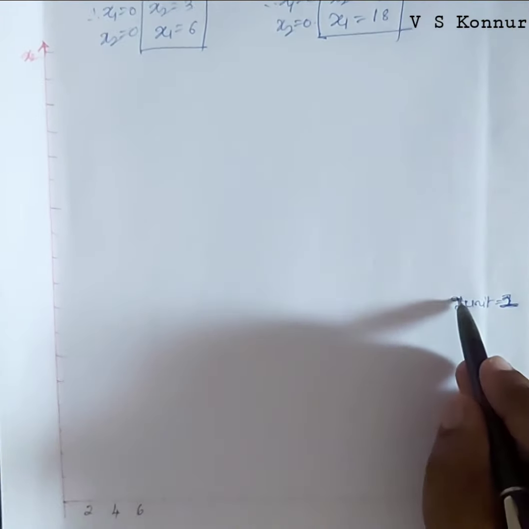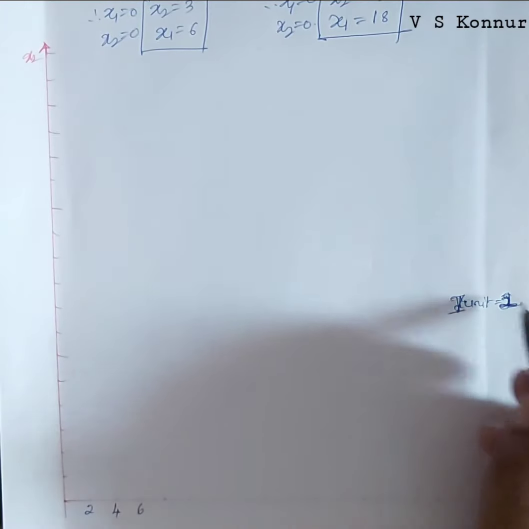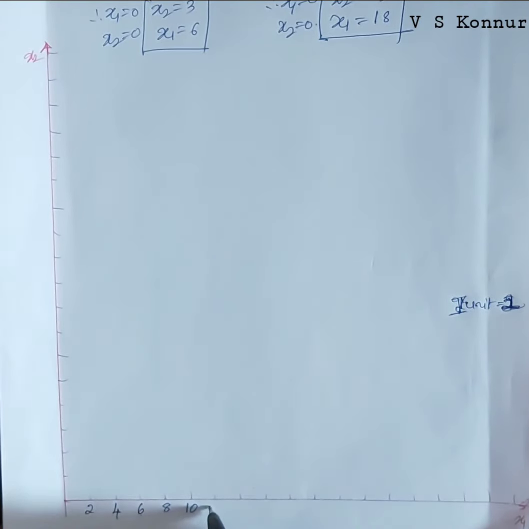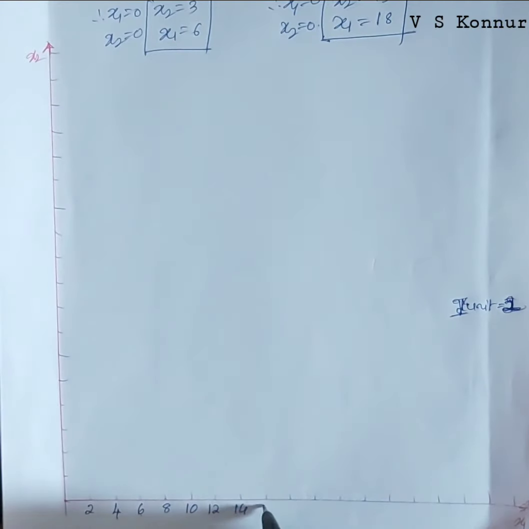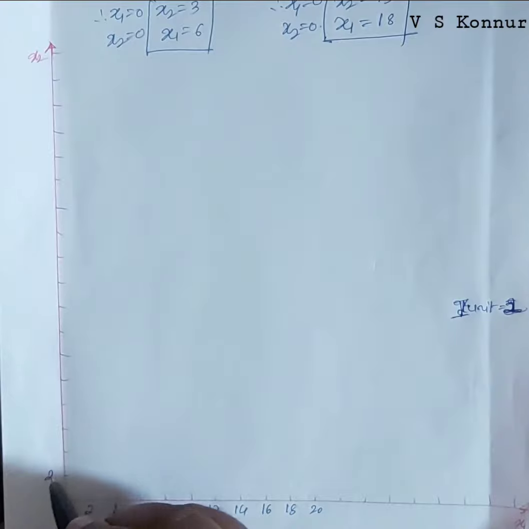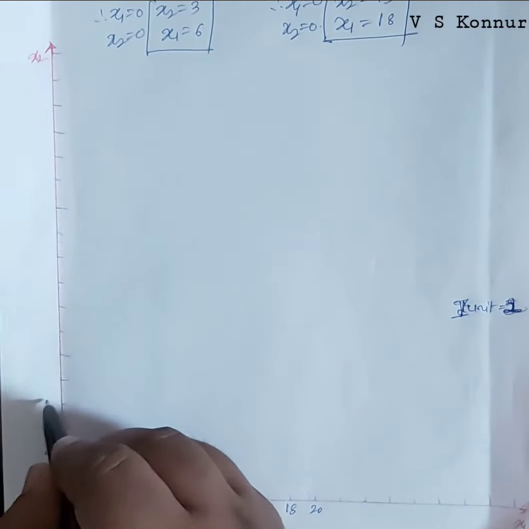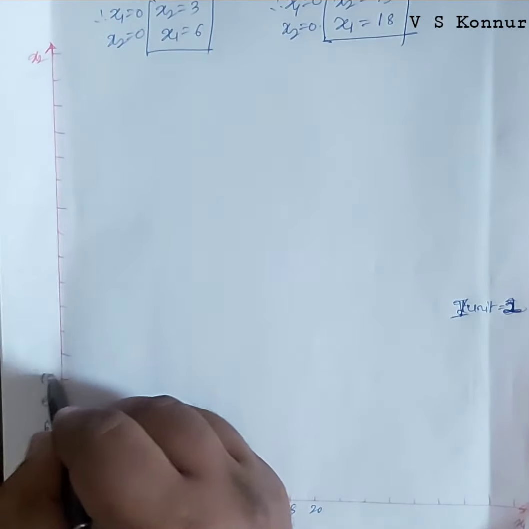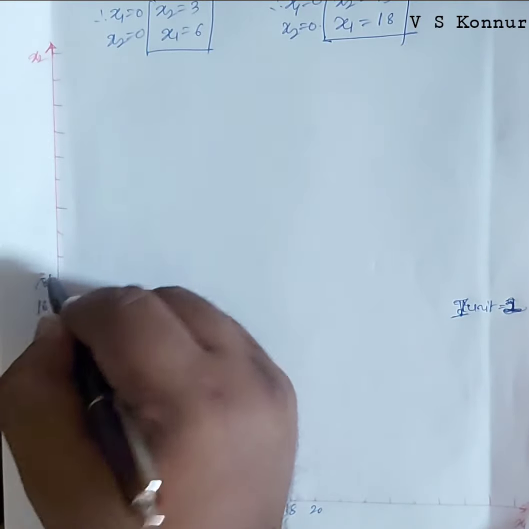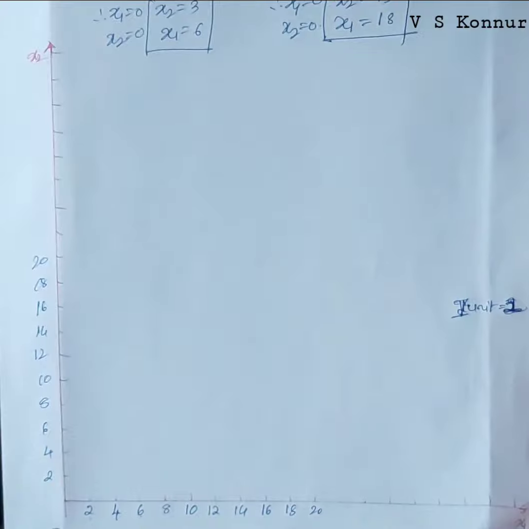One unit will be considered as 2. That is the scale: 2, 4, 6, 8, 10, 12, 14, 16, 18, 20. This much is okay for the given lines.